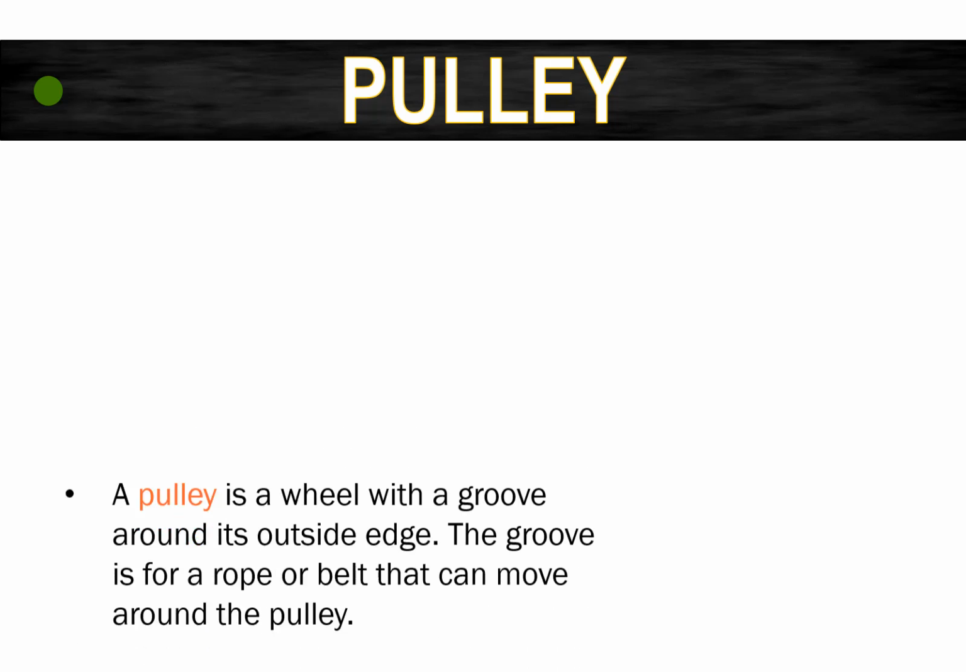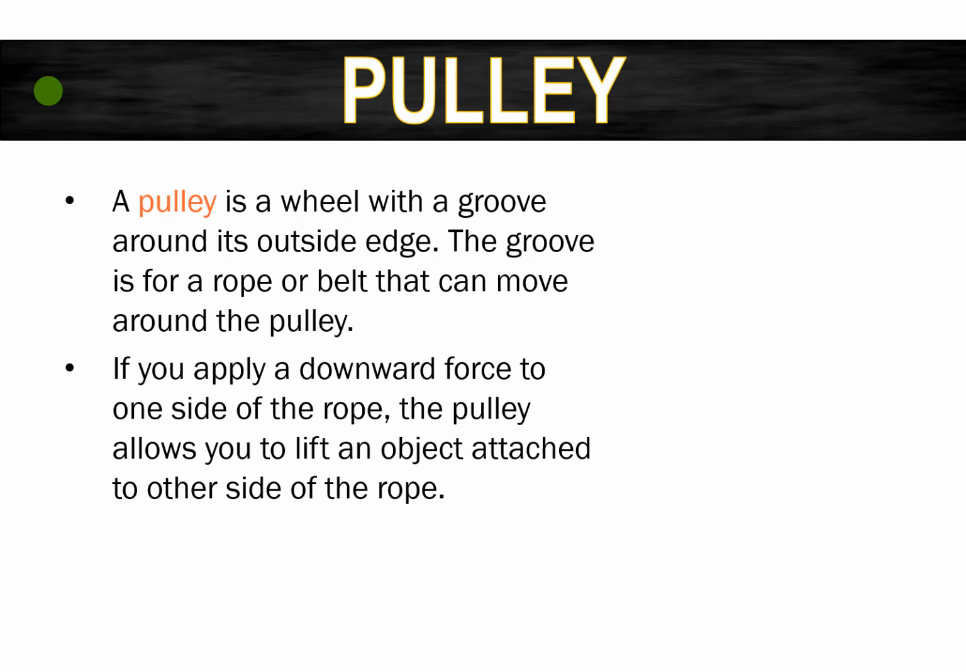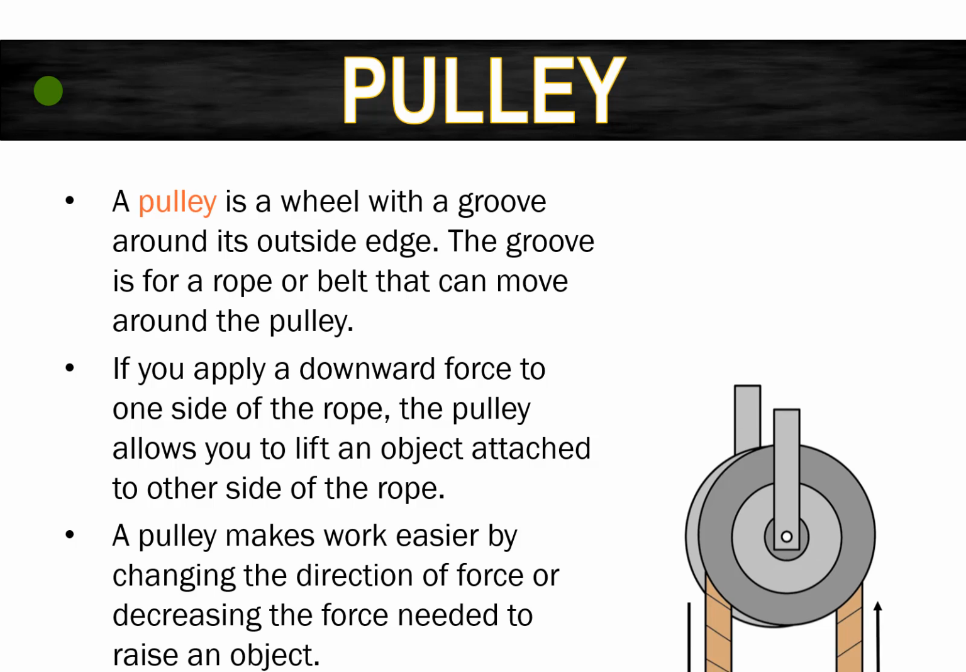All right, our last simple machine that we're going to talk about in the lever family is a pulley. And this is a wheel with a groove around its outside edge. The groove is for a rope or belt that can move around the pulley. If you apply a downward force to one side of the rope, the pulley allows you to lift an object attached to the other side of the rope. A pulley makes work easier by changing the direction of the force or decreasing the force needed.